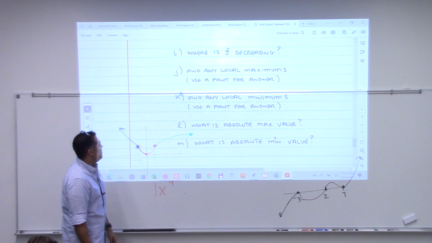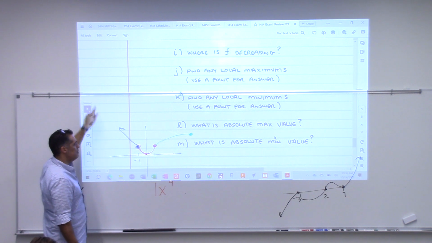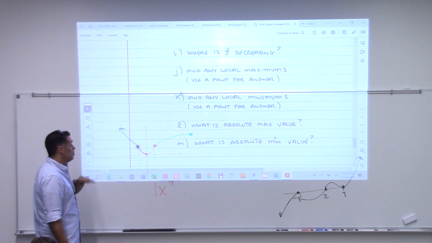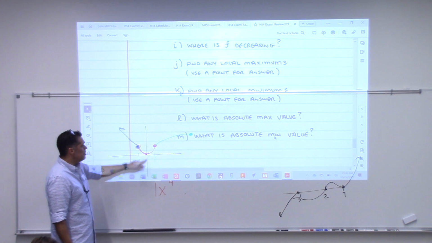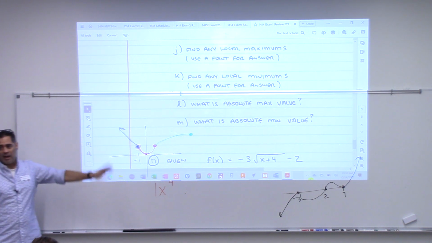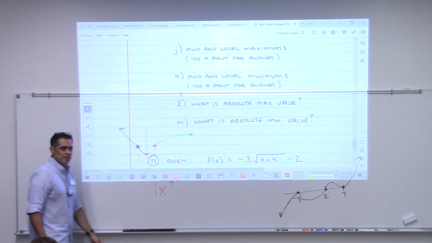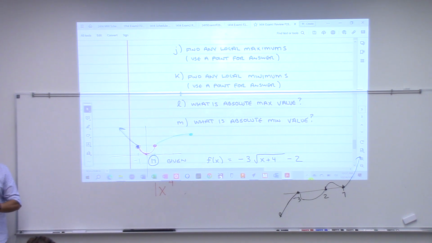And then, what is the absolute max? Does this function have a highest point? No, because this arrow goes up forever. Does it have an absolute lowest point? Yeah, 0. Okay, it's been a long time since we did that, right? But that again is fair game because it wasn't on exam 1, so it can be on exam 2.